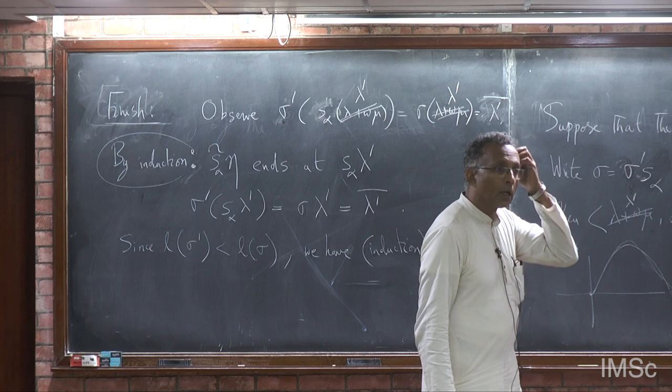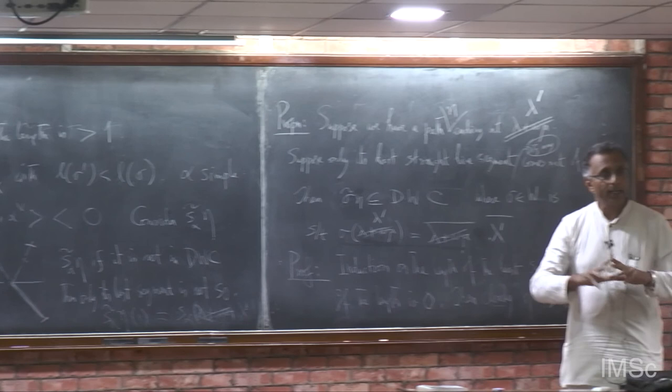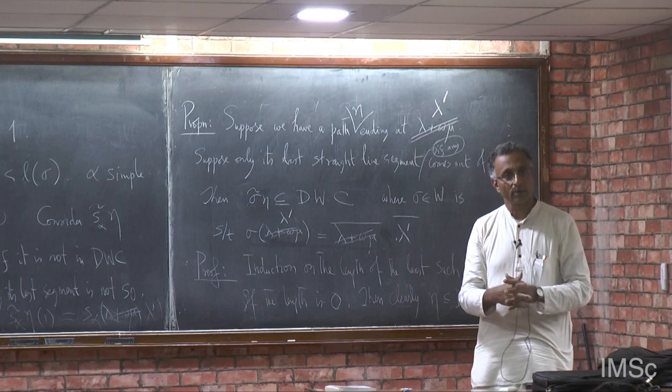But S alpha lambda dash is any weight. So I'm applying the induction on any weight. So the statement should be, suppose we have a path eta ending at any weight lambda dash. Okay. Then I hope I'm making it clear. So lambda dash, you're varying the statement over all lambda dashes. Okay, you're not fixing the lambda dash. So when I apply the induction, it is for a different lambda dash. Okay, but that's okay.